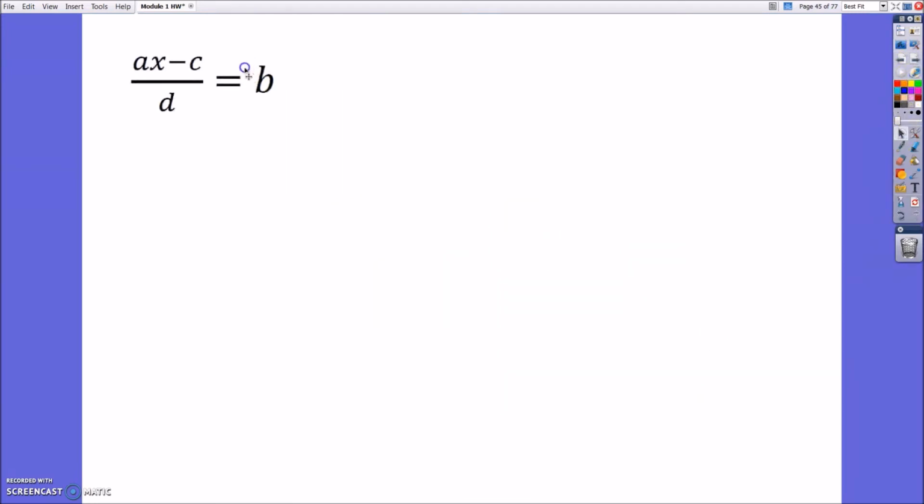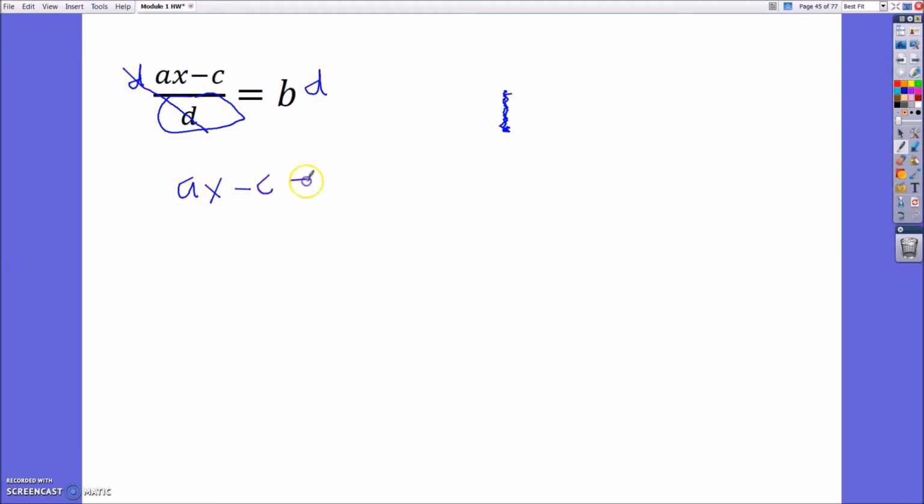I am trying to get x by itself. Well, the first thing I want to do, this whole thing is being divided by the letter d. So I'm going to get rid of that letter d by multiplying both sides. These are going to cancel. I'm going to be left with ax minus c is equal to bd. Now remember, I'm still trying to get x by itself, so I'm going to add c on both sides. This will give me ax is equal to b times d plus c.